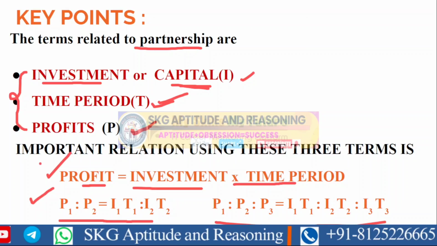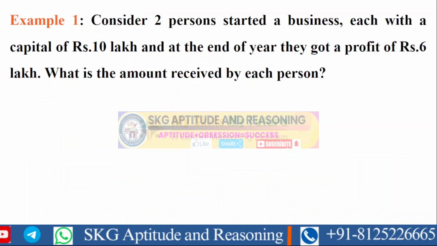Let's see some basic examples before going to the actual problems, to understand this topic clearly. Let us consider an example where two persons started a business, each with a capital of 10 lakhs. Suppose the two persons are A and B. A invests 10 lakh rupees and B also invests 10 lakh rupees. And at the end of the year, they got a profit of 6 lakhs.